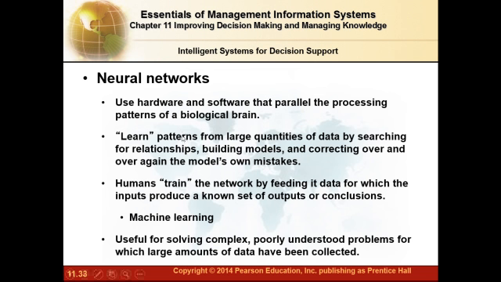It learns patterns from large quantities of data by searching for relationships, building a model, and correcting over and over again the model's own mistakes. So humans train the network by feeding it data for which the input produces a known set of outputs or conclusions. So this is machine learning. Neural networks are useful for solving complex, poorly understood problems for which large amounts of data have been collected.